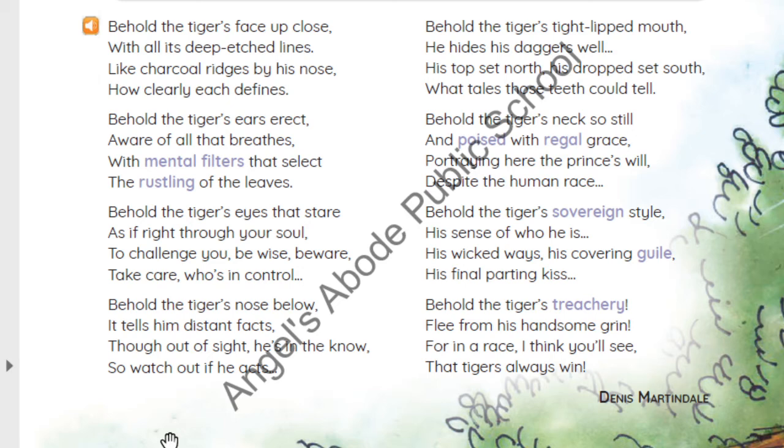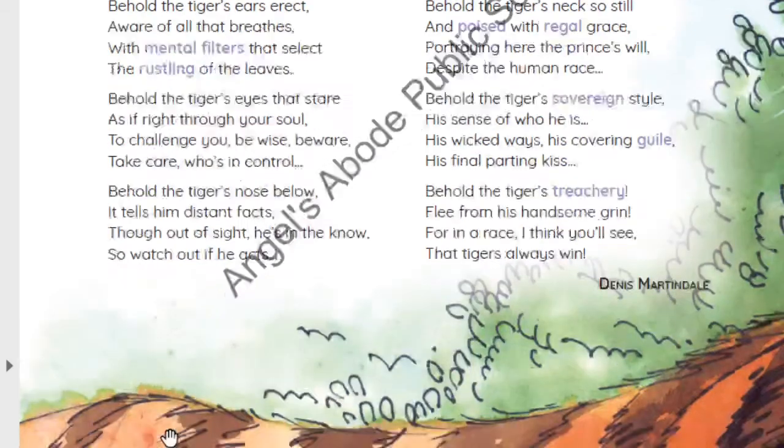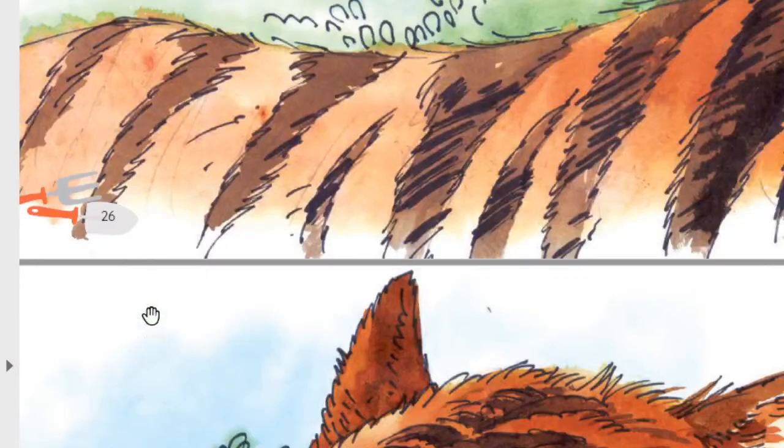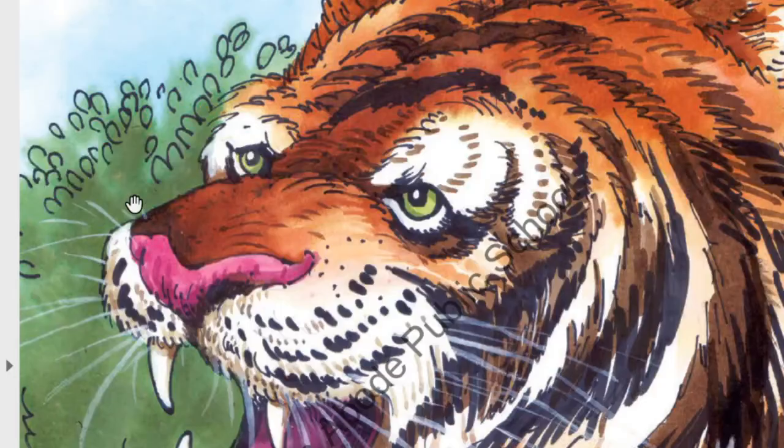So in this way, in this poem, the writer is telling about each and every part of the tiger's body. Every single part of the tiger's body is telling us some stories. Every single part wants to tell us some stories. So in this poem, the writer wants to portray the tiger as a prince.